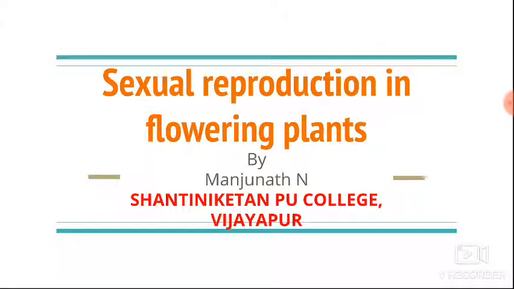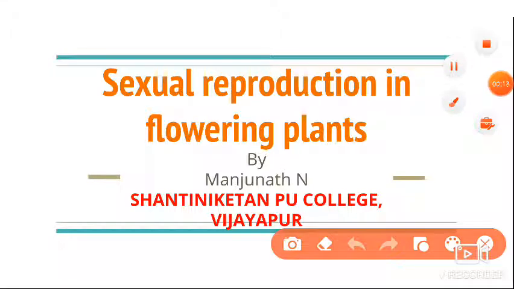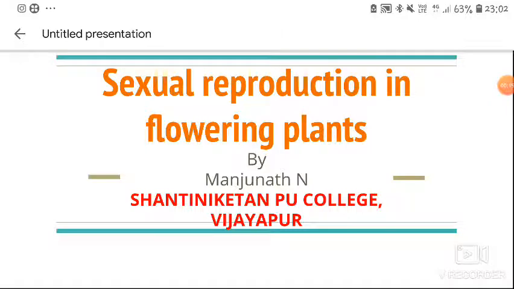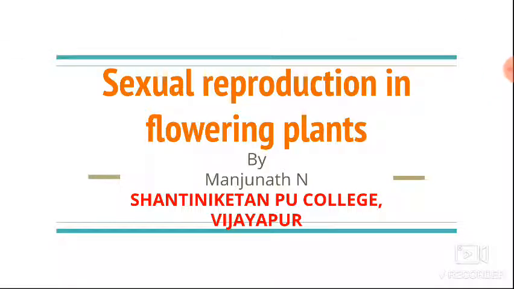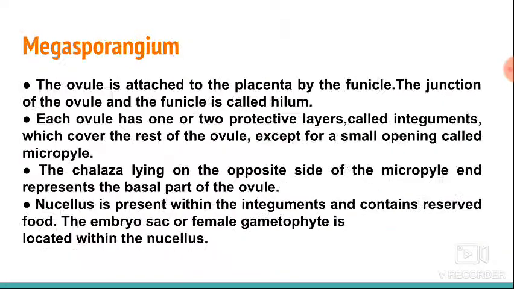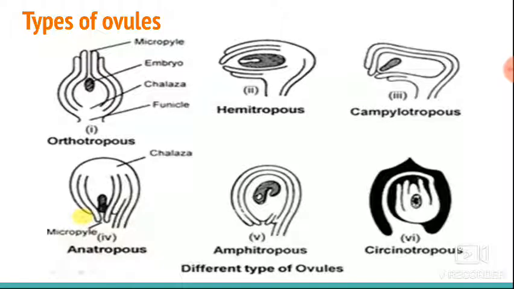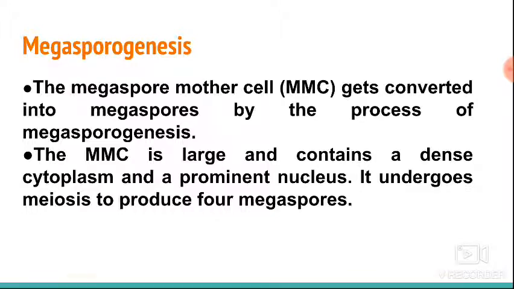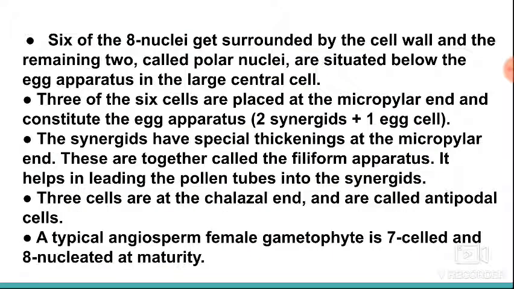Again, I am here to discuss another important concept from the chapter Sexual Reproduction in Flowering Plants, that is outbreeding devices. Students, till now we completed pollination by wind, pollination by water, and then pollination by animals, and along with pollen rewards in the last class only. And now we'll discuss the outbreeding devices.